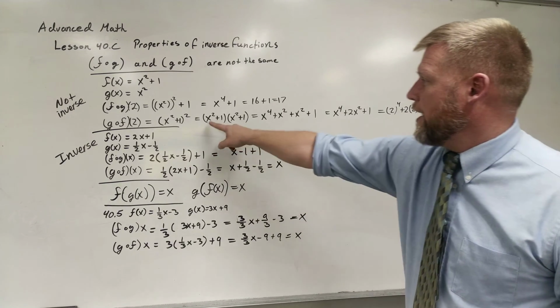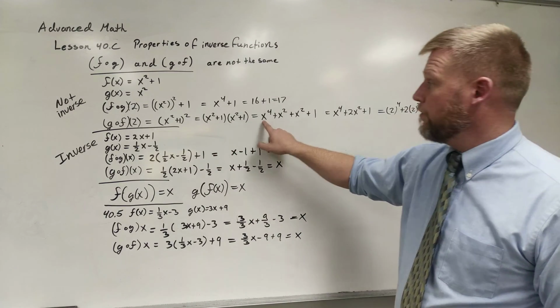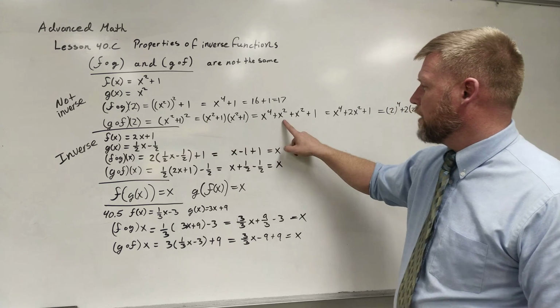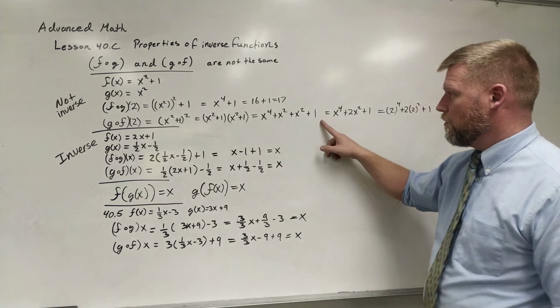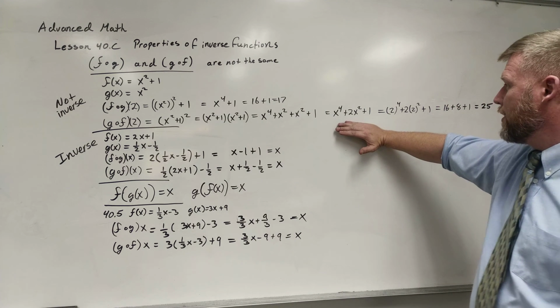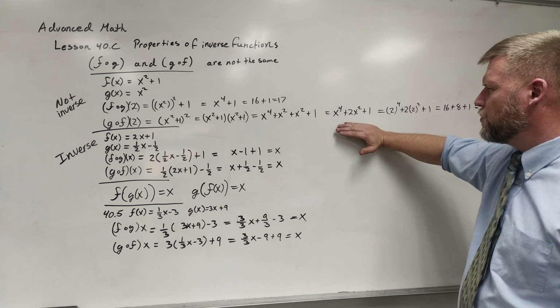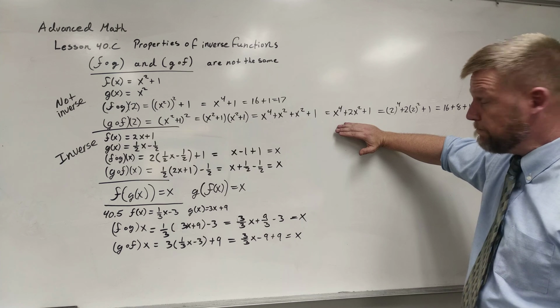When I do so, x squared times x squared is x to the fourth. X squared times 1 is x squared. 1 times x squared is x squared. And 1 times 1 is 1. Combine my like terms and I get x to the fourth plus 2x squared plus 1.